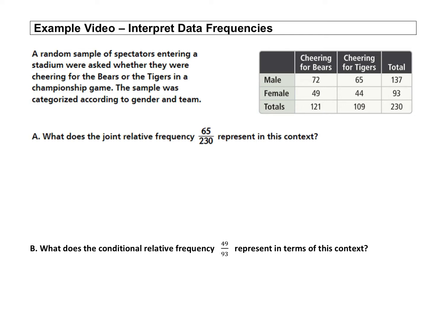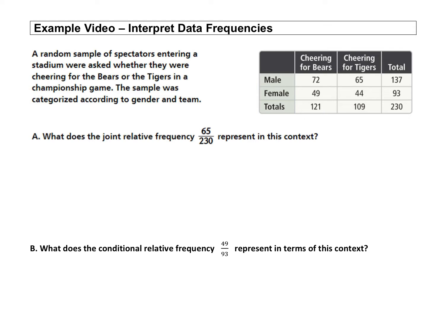So a random sample of spectators entering a stadium were asked whether they were cheering for the Bears or the Tigers in a championship game. Obviously the Tigers, right? Okay. The sample was categorized according to gender and team. So here's our table over here.